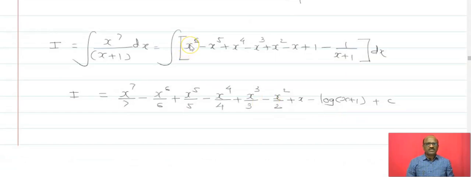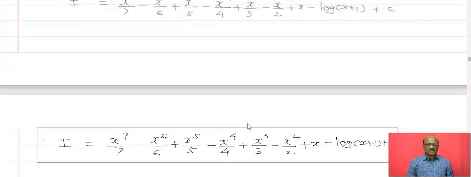x raised to 6, its integration is x raised to 7 upon 7. x raised to 5, its integral is x raised to 6 upon 6. x raised to 4, its integration is x raised to 5 upon 5, minus x raised to 4 upon 4, plus x cube upon 3, minus x square upon 2, plus x, minus log of in bracket x plus 1, plus c, and this is the answer.